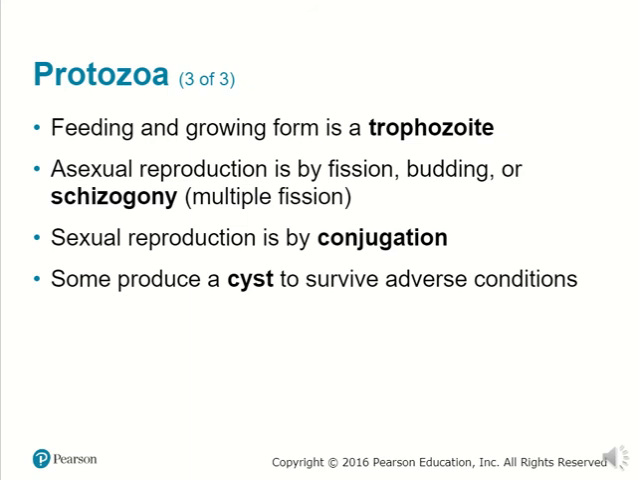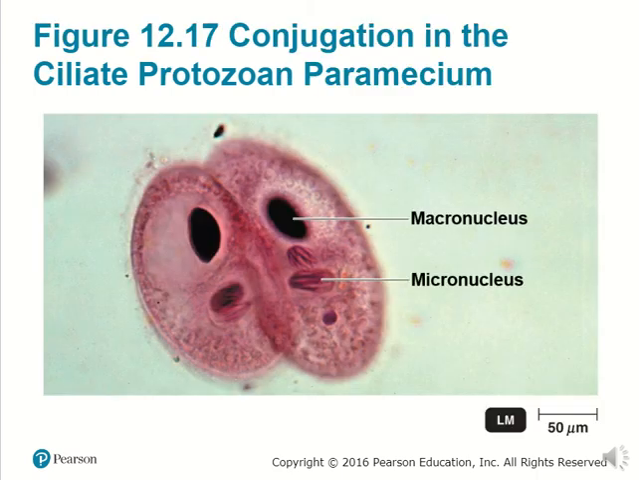Asexual reproduction is done by fission, by splitting a protozoa cell, by budding, the branching off of a daughter cell from a parent cell, or schizogony, which involves multiple fission. There's also sexual reproduction, which is done by conjugation, and some produce a cyst to survive adverse conditions.